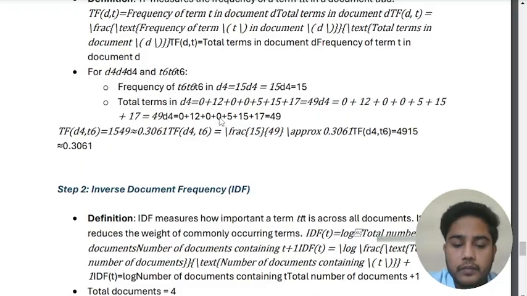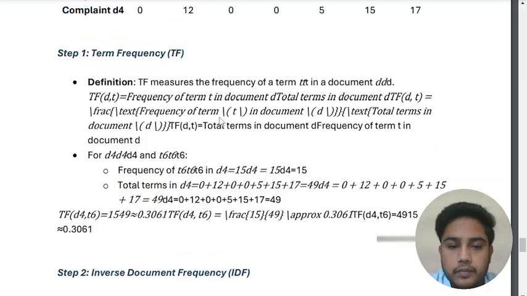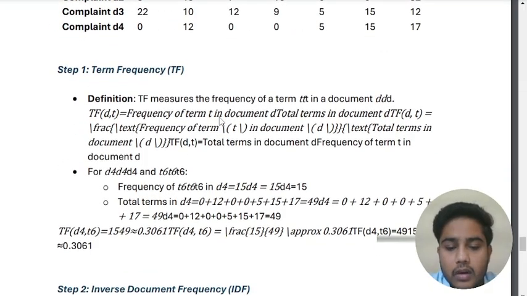So TF(D4, T6) equals 15 over 49, which is equal to 0.3061.